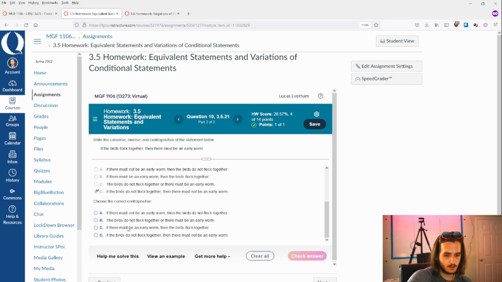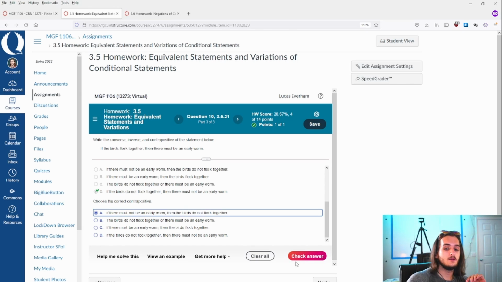So to start with not having the early worm: if there mustn't be an early worm, then the birds do not flock together, which is what we get in part A. Part B is something more like that equivalent disjunction idea. This one, if there must be an early worm, then the birds flock together, is more like the converse we saw earlier, and if the birds do not flock together, then there must not be an early worm, is that inverse we saw earlier. Remember, for the contrapositive, we are taking both things. So even though this "or" statement is very similar, and both of these are other related constructions, only A is what we're looking for here for specifically our contrapositive.